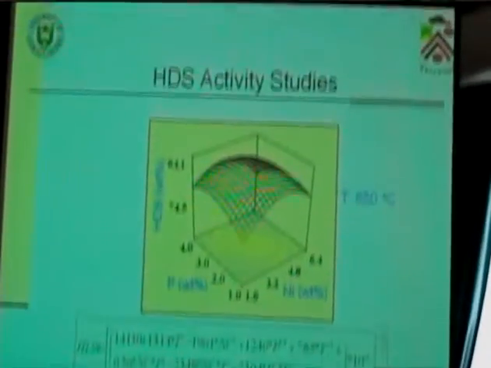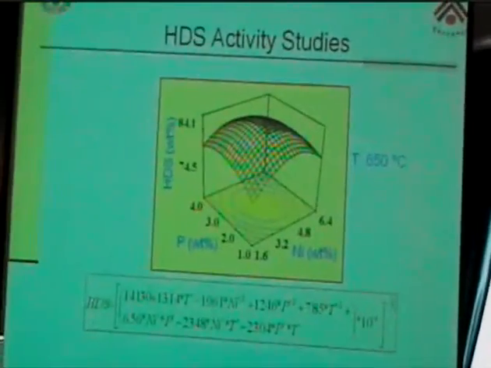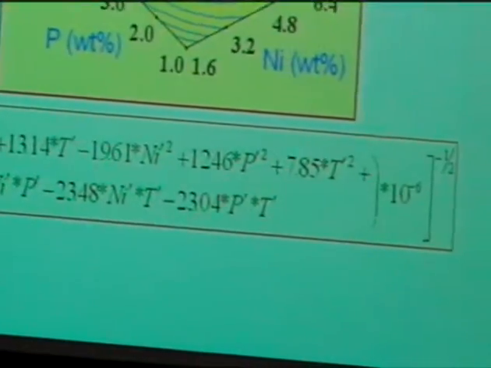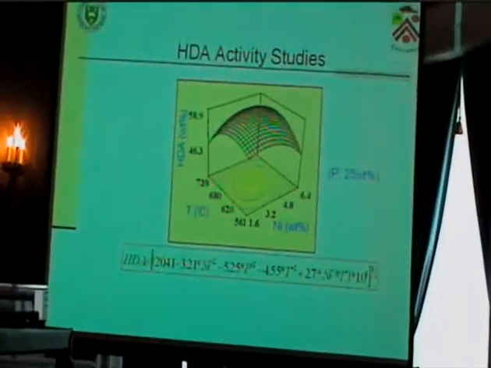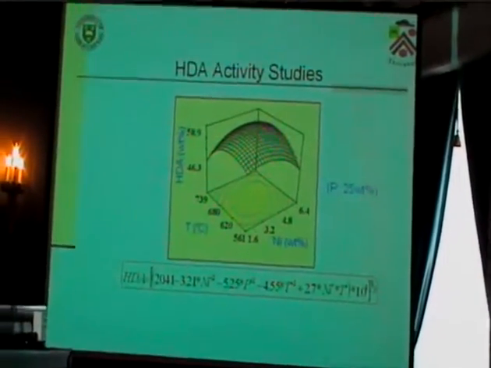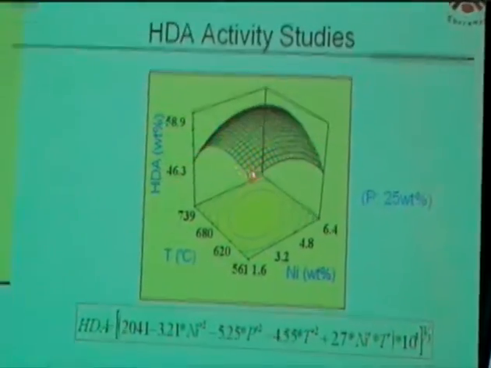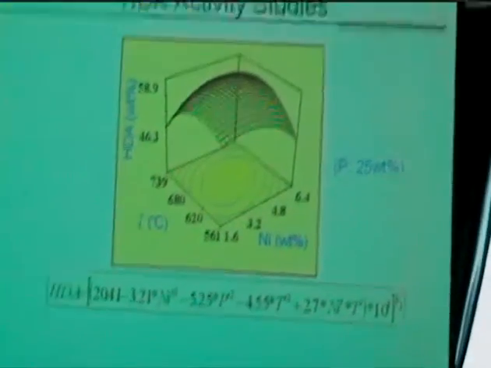The HDS activity was modeled by a quadratic equation. So mainly you have the activity going up to a point and then decreasing. Similarly, aromatic hydrogenation was also modeled by the same trend. That is, you have the activity going up to a point and then decreasing.